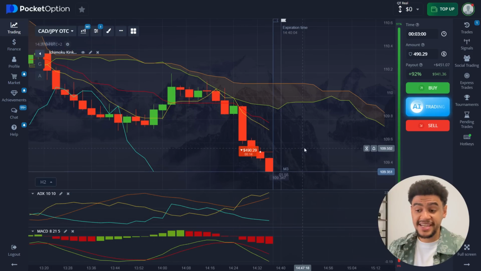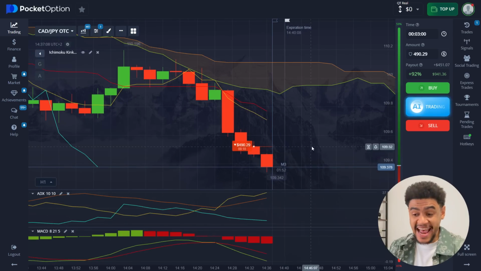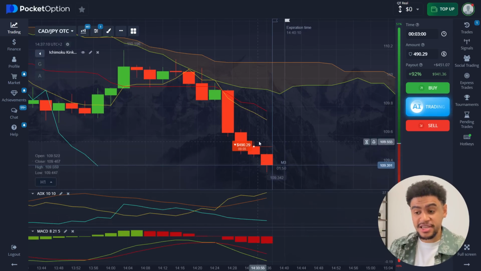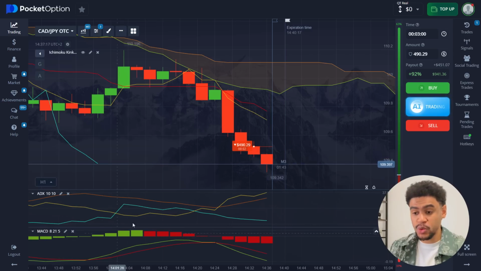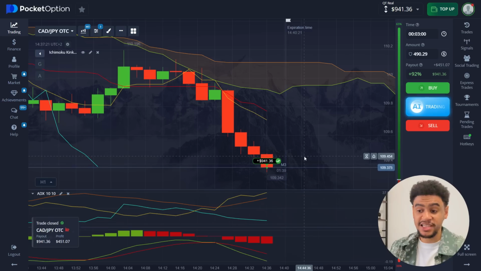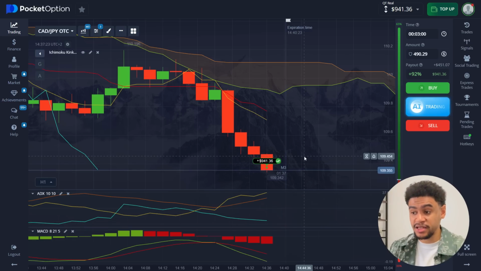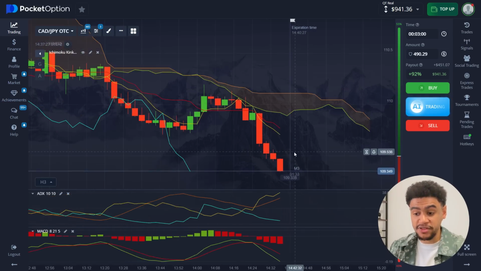We have 15 seconds left on this trade, and so far this is looking fantastic. Look at that. Everything is working together perfectly. We have ADX working together with Ichimoku and MACD showing us the momentum here, and we capture it perfectly, and there we get it. We got $941,451 of raw profit like that.